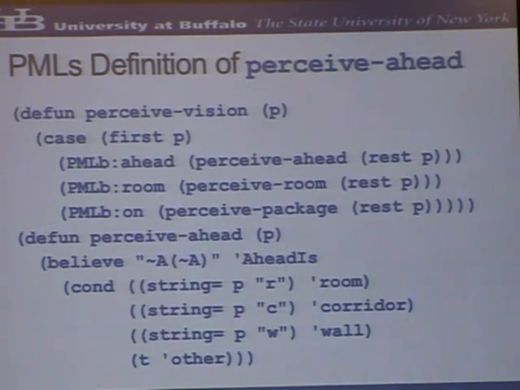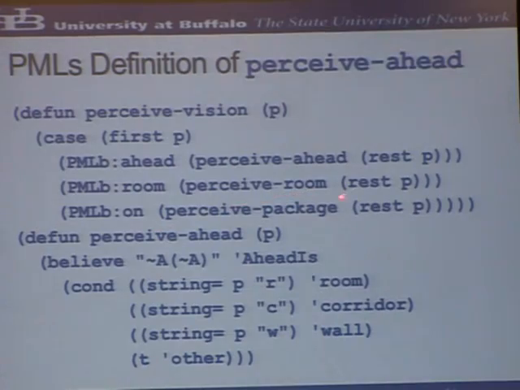So I'm showing you all this stuff because I feel that's what I should do in the tutorial. So perceive vision looks at this and sees whether we're getting some information about what's ahead, some information about the room the robot is looking at, or some information about the corridor it's in, and calls either perceive ahead, perceive room, or perceive package. Oh, whether it's on a package or not. Perceive ahead just now translates these R, C, or W into the KL terms, room, corridor, or wall, and calls believe on it.